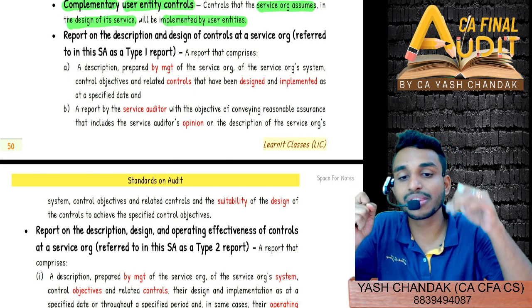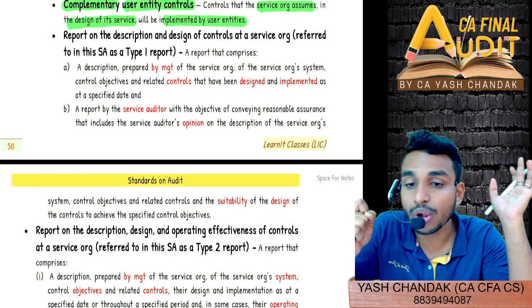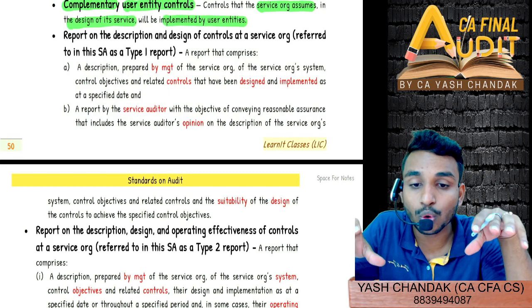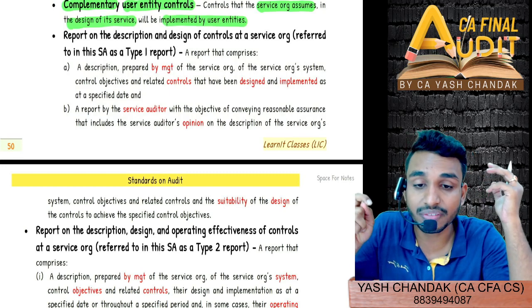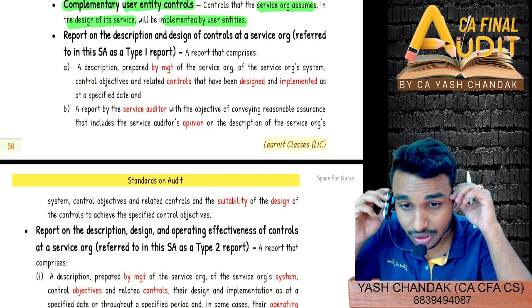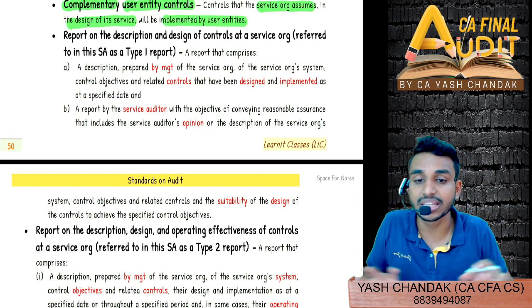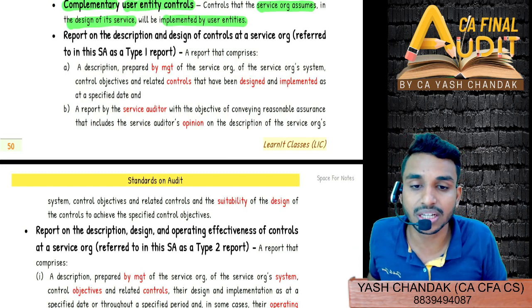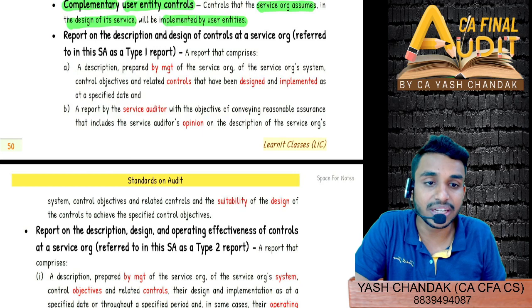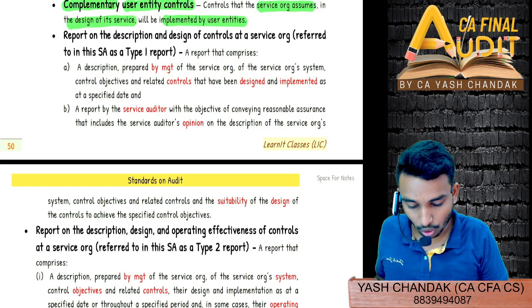In the type 1 report, they will simply tell what all controls are there. In the type 2 report, they will also tell whether these controls are operating effectively or not. So we are also concerned with operating effectiveness, right? We are not just to see the adequacy, whether it will be able to mitigate the inherent risk, business risk, everything. That is fine. But even after the implementation of internal controls, whether they are operating effectively or not.